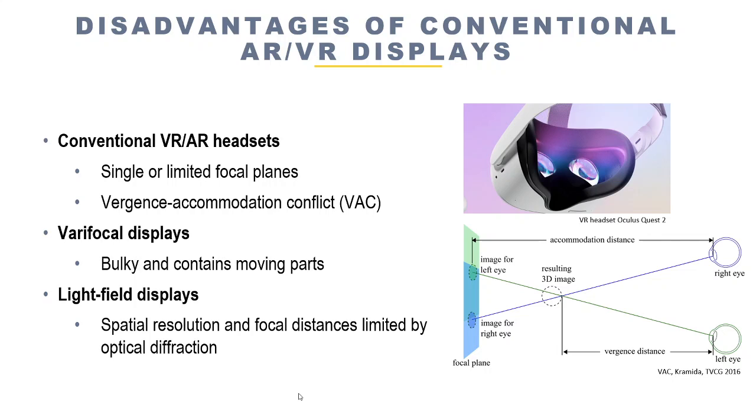In this case, the brain thinks that you are focusing at one distance, but the muscles in the eyes think otherwise. The VAC is known to be a major cause of discomfort in VR and AR. Varifocal displays and light field displays offer a wider range of focal distances. However, they both have disadvantages, such as being bulky or being limited by optical diffraction.